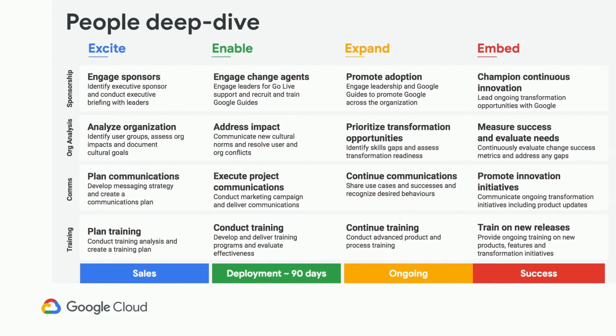And then, of course, as we move to expand and embed, your communication and training plan still continues, but it changes. Instead of providing action items to people about what they need to get done to move on to the system, now you're providing them with constant communications about success stories or innovation stories across the organization. You really also want to make sure that if there are any changes or new releases happening on the Google platform, you are training your users on that as well.